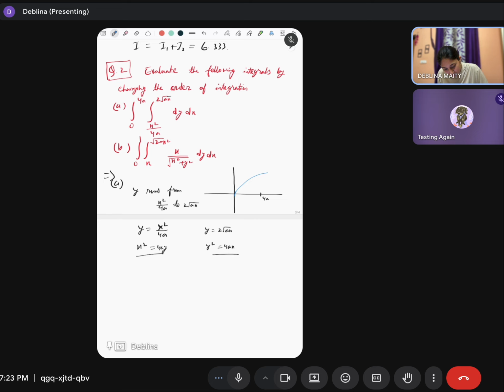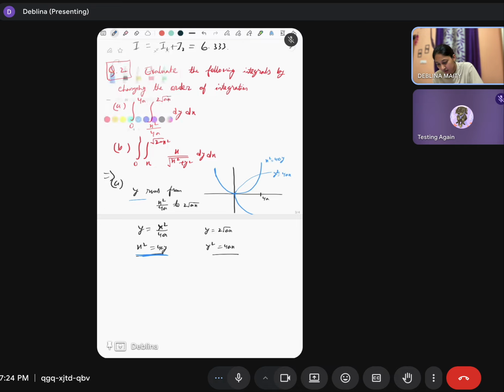Like this, and this is y square equals to 4x, and x square equals to 4ay is this one. So this is x square equals to 4ay, and this curve is y square equals to 4x. So y runs from, first, what we have, y runs from x square equals to 4ay, this curve, the lower one, right?